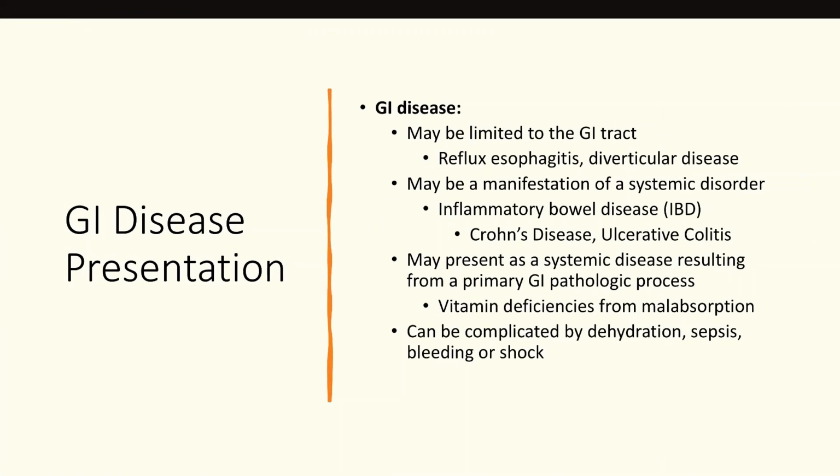So disease itself may be limited to just the GI tract, like reflux esophagitis or diverticular disease, or it may be a manifestation of a systemic disorder, where your inflammatory bowel diseases, Crohn's and ulcerative colitis, are from a systemic disorder that manifests in the GI tract. Maybe a systemic disease from a primary GI problem, like vitamin deficiencies from malabsorption.